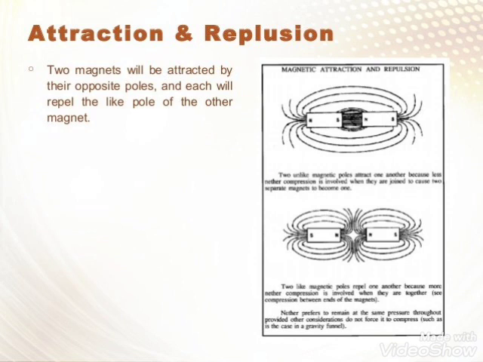What we have to learn is that like poles always repel. So north will always go away from north. It will try to attract towards the south. It will try to join the south. So this is the theory of attraction and repulsion: like poles repel each other, but unlike poles attract each other. They will try to join.